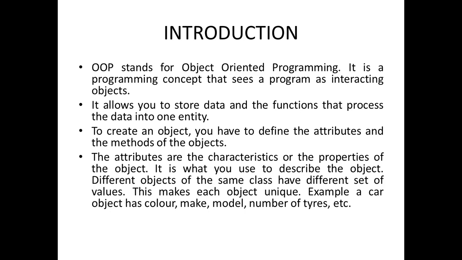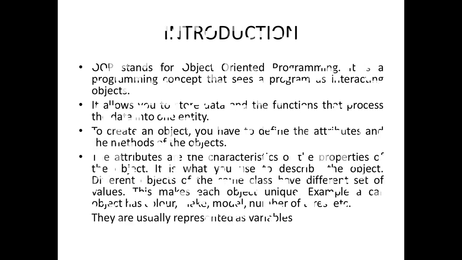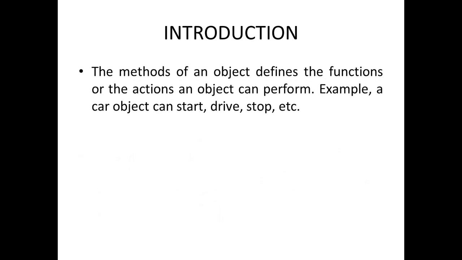So attributes are the characteristics or the properties of the object. They are usually represented as variables in programming. Yes, the attributes or properties usually come as variables. Then the methods of an object define the functions or the actions an object can perform.